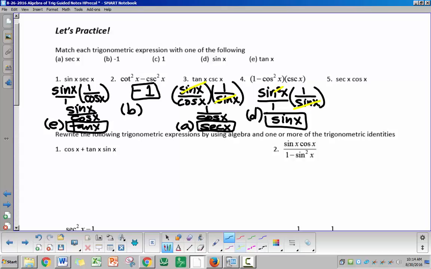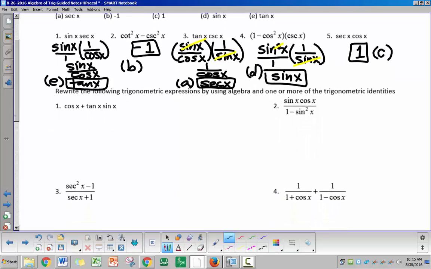Oh, wow, secant x times cosine x. Oh, that's 1, because they're reciprocals of each other. Very nice. So that's 1, and obviously that's C. All right, so let's keep going.